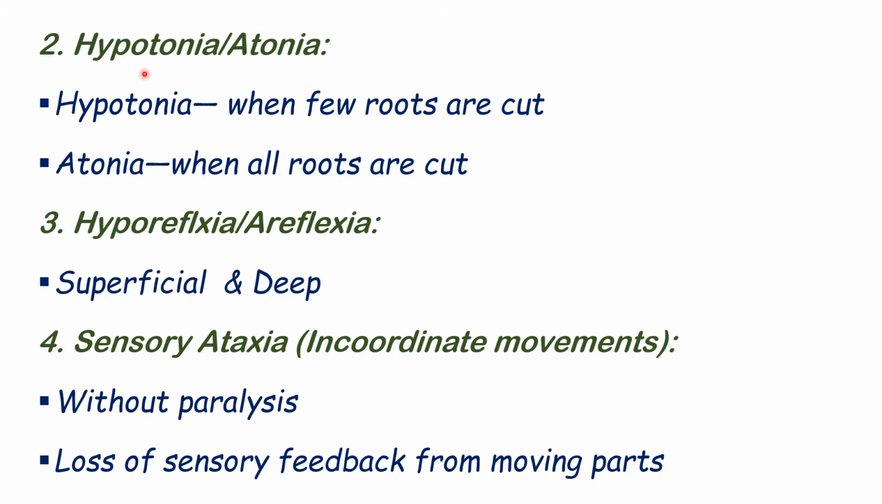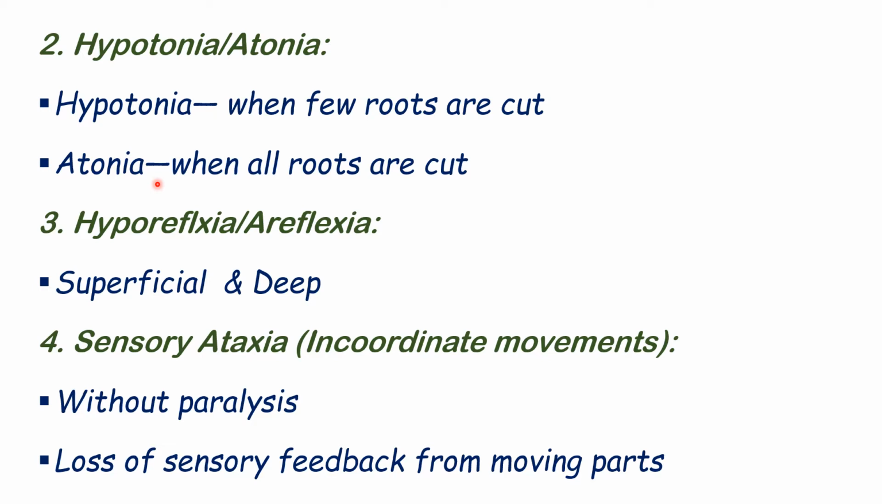The next effect is hypotonia or atonia. When a few roots are cut, what will you see in the muscles? The tone of the muscles is decreased, and this is known as hypotonia. When all the roots or the major roots are cut, what will happen? There is absence of tone in the muscles, and this is known as atonia.